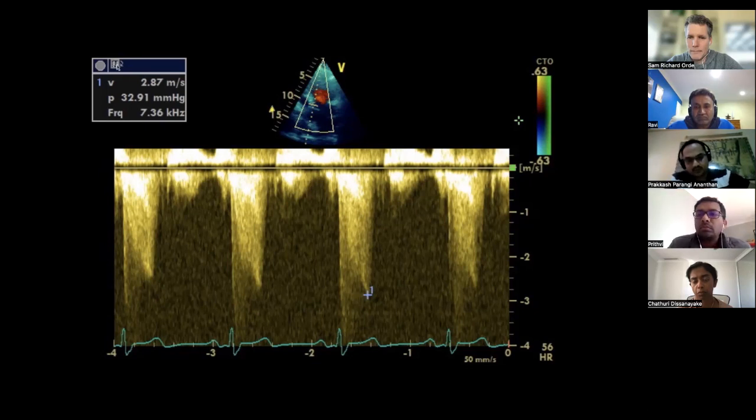So for LVOT obstruction, we could look at 2D in the parasternal long axis and put an M mode across the LVOT, which would give us an idea about whether there is systolic anterior motion of the mitral valve. That will tell us whether there is SAM to go with the LVOT obstruction, and we'd look at flow acceleration and turbulence across the LVOT in the same view. In the apical four-chamber view, and in the parasternal and other views, we look at the aortic valve to rule out aortic stenosis as a reason for these Doppler images.